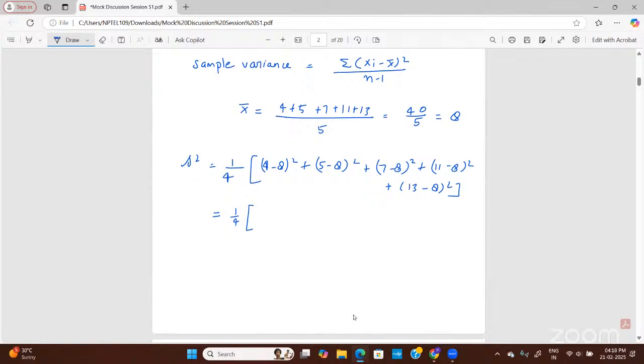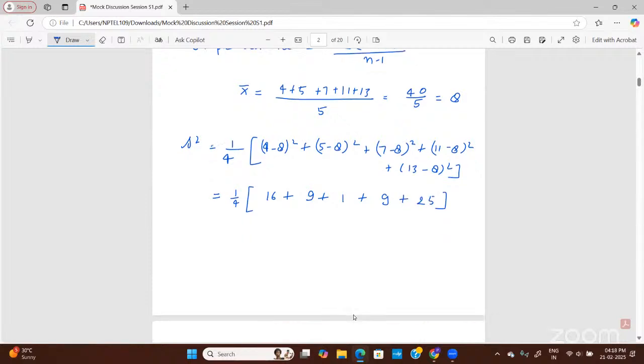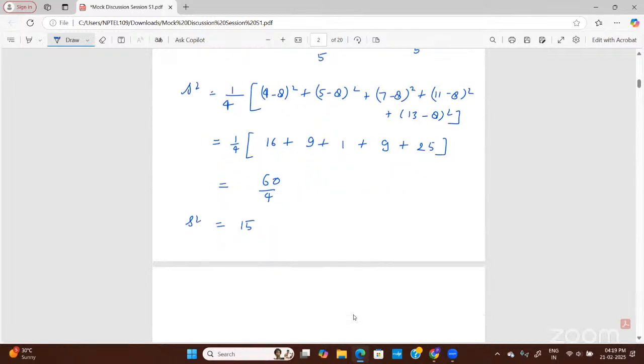Yes. Okay, so 4 minus 8 squared will be 16, then 9, then 1, then 9, then 25, right? So the summation will be equal to 60. 60 divided by 4, so s square will be 15. Okay, so this is the old sample variance.